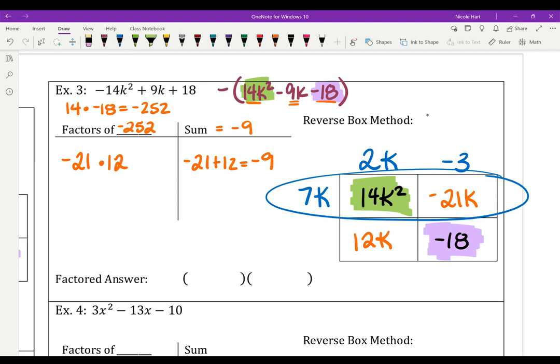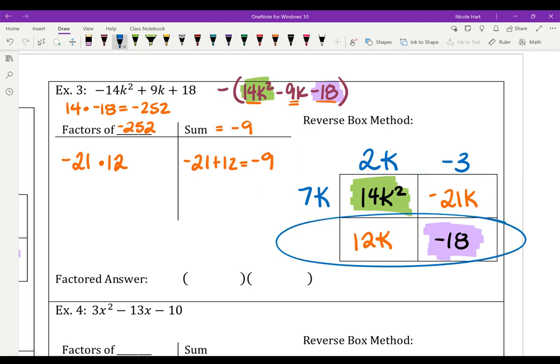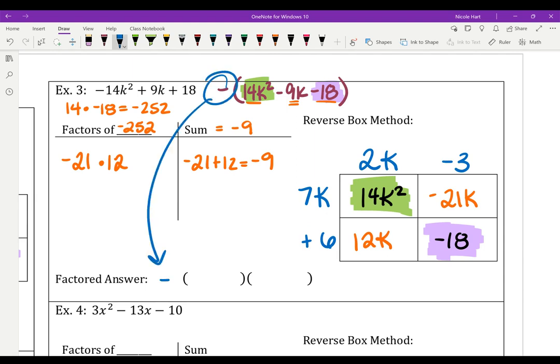And then our last row, 12k and negative 18. 12 and 18 are going to have a 6 in common, so we are going to take out a 6. So then, we want to bring that negative down to the front, so we're going to have a negative 1 or just a negative sign. And then our two binomials, we're going to have 2k minus 3 and 7k plus 6.